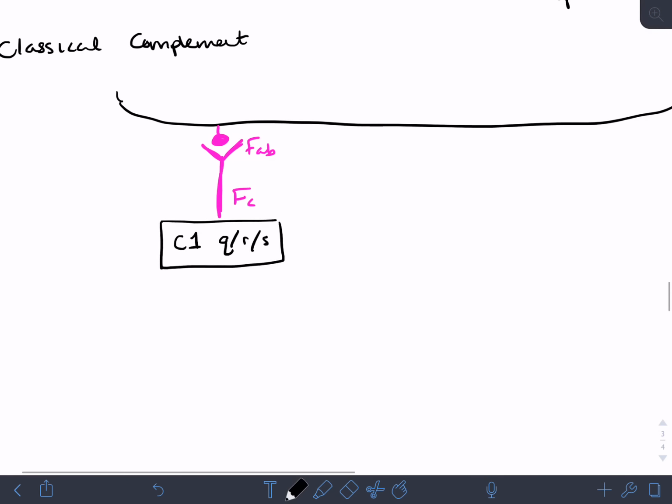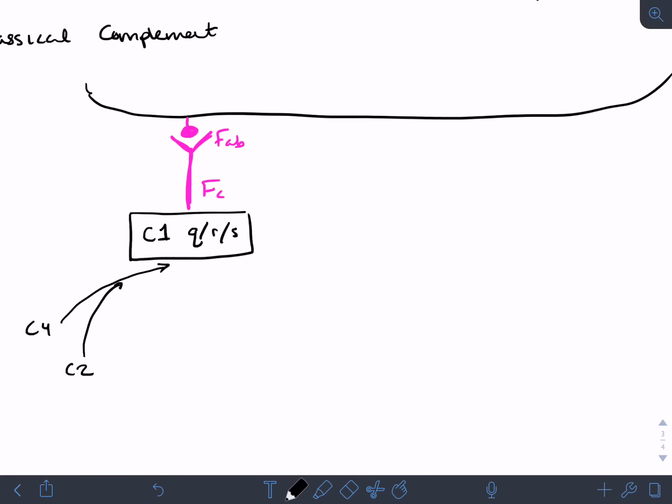Okay? This is going to do the exact same thing that lectin did. It's going to take C4 and C2. And because we talked about it about 10 minutes ago, I'm just going to quickly write it down. Okay? So step 1, what's it going to do? You're going to have C4b. And remember, this is the exception, C2a, not C2b. Step 2, this becomes C3 convertase.